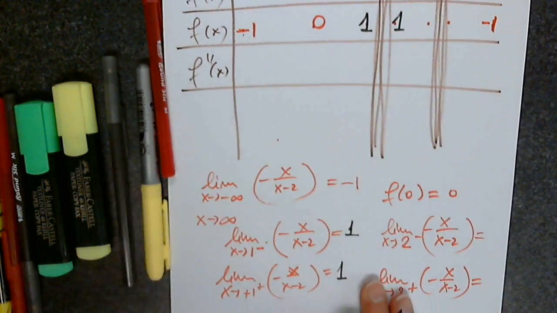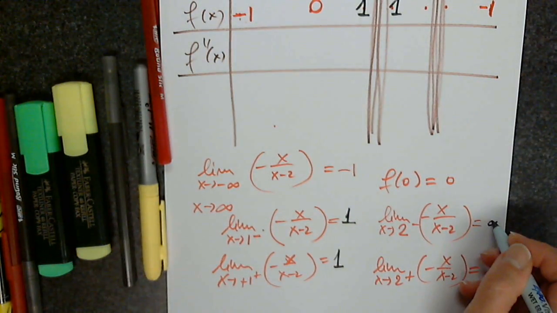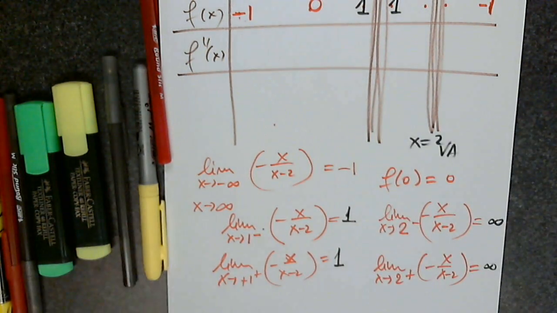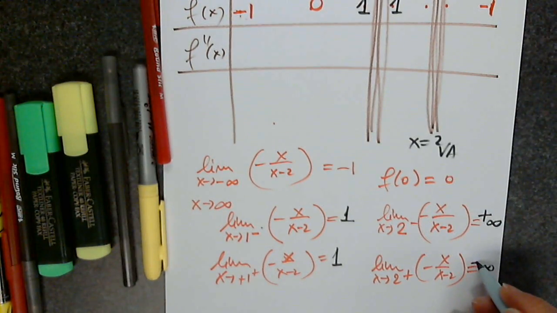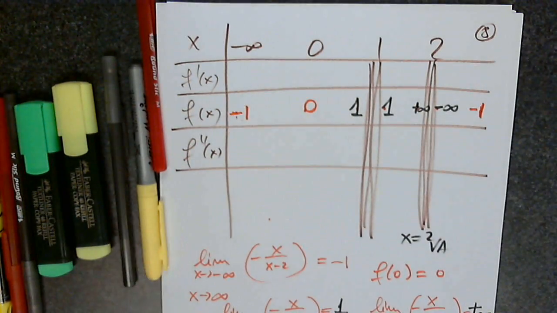Good. So now as x approaches 2 from the left, I know it's an infinity. In both cases, x equals 2 must be a vertical asymptote. But what is the sign here? 2 from the left, 1.9. Denominator negative, numerator negative, so the sign is positive. 2.1, denominator positive, numerator negative, sign negative. So on this side I have positive infinity, on this side I have negative infinity.